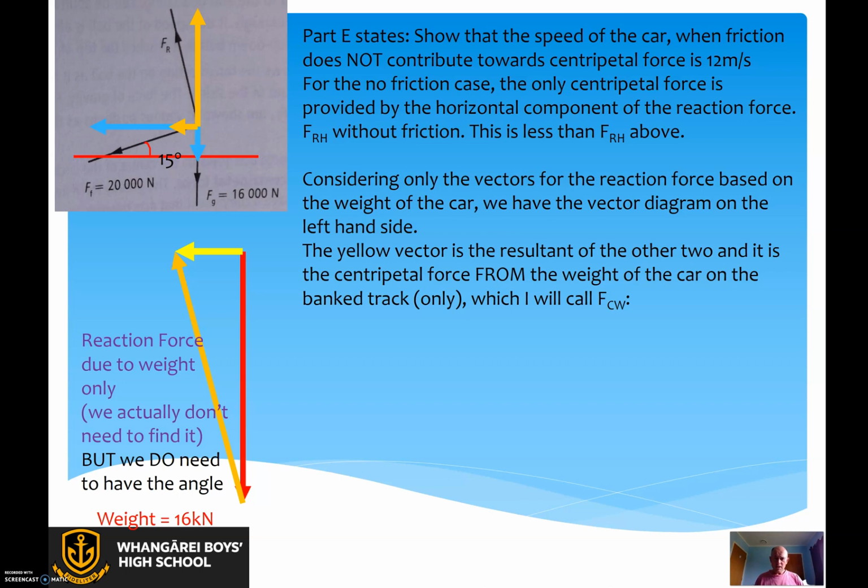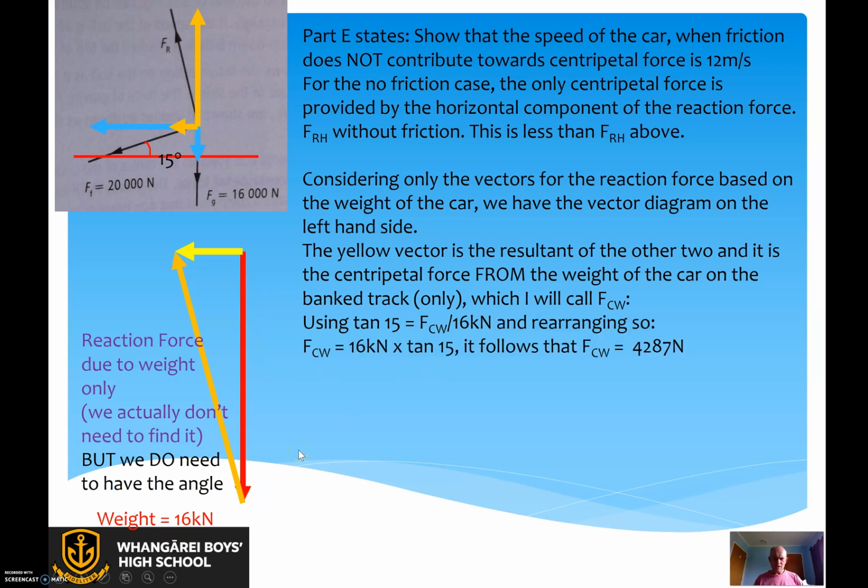I'll call that FCW, centripetal force from the weight. Using tan 15, this is tan 15 here, opposite over adjacent, my apologies. This thing we want, FCW, divided by this thing we know, 16, rearrange. FCW is 16 kilonewtons times tan 15, and it follows that FCW is 4,287 newtons. Don't round because we're not finished yet.